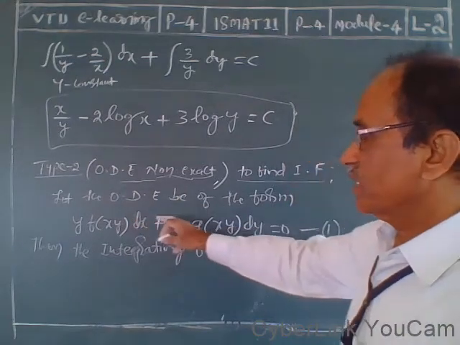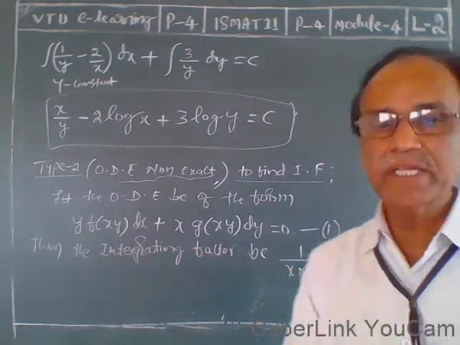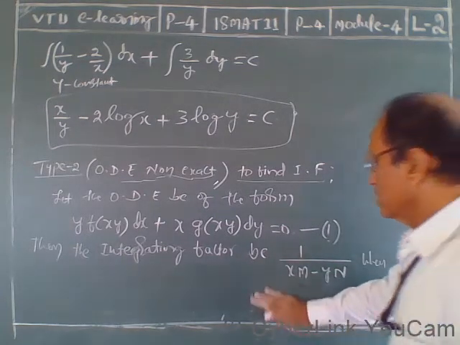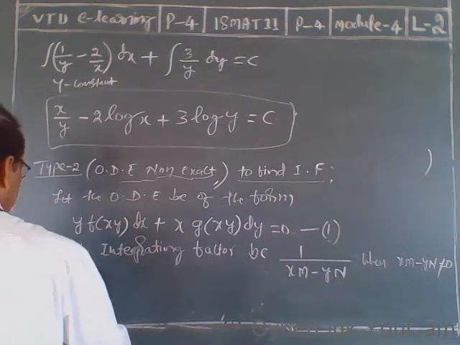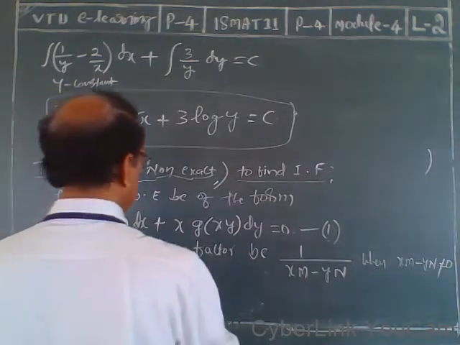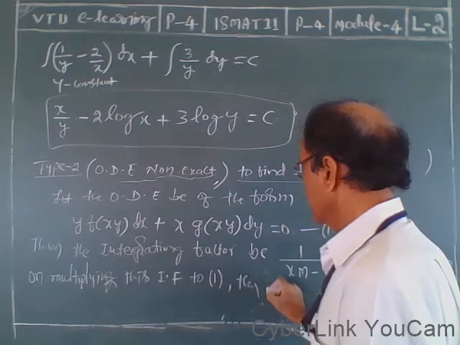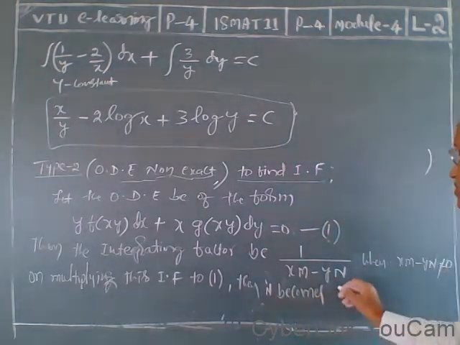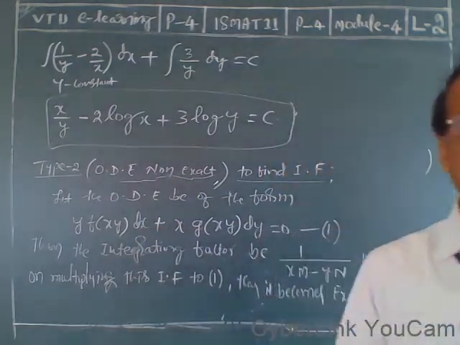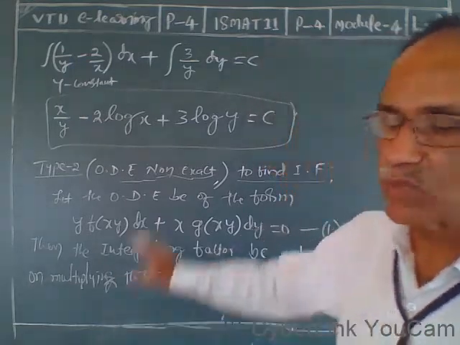So, in type 2, we consider the differential equation y into f of x into y dx plus x into g of x into y dy equal to 0. Then the integrating factor will be 1 divided by x into M minus y into N. On multiplying this IF to equation 1, it becomes an exact ODE. So this is type 2. That means it is easy to identify. When I solve the problem, most of the clarifications you will get. This is the theoretical part you have to remember.